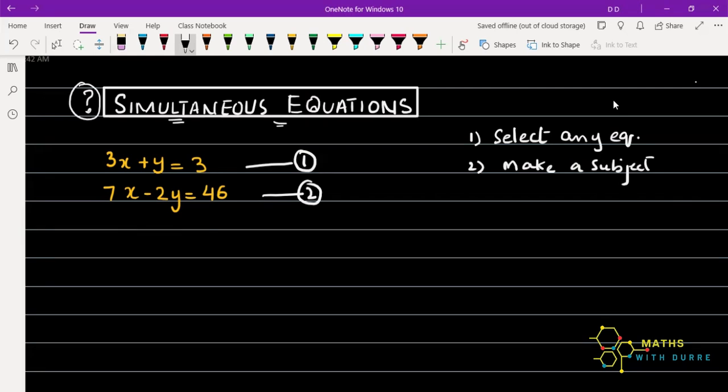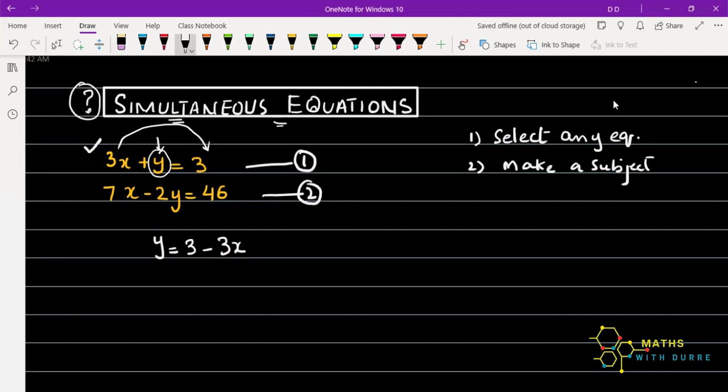I'm going to choose equation 1. मैं equation 1 choose कर रही हूँ and I will make y the subject. I'll keep y at one side of the equation because I'm going to make it the subject, and I will move every value to the other side. So y equals 3 minus 3x.